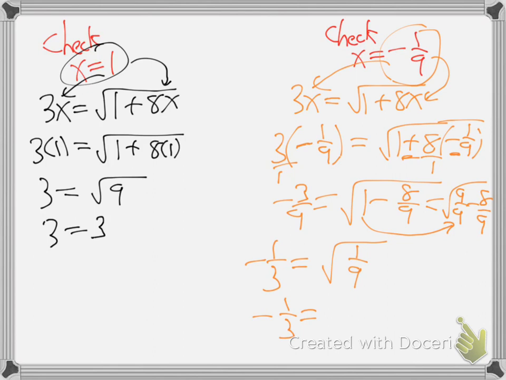Square root of 1/9, square root of 1 is 1, square root of 9 is 3. That's not true. No, minus 1/3 does not equal positive 1/3, so that answer is no good. The only answer is 1, so x equals 1 is the only answer.